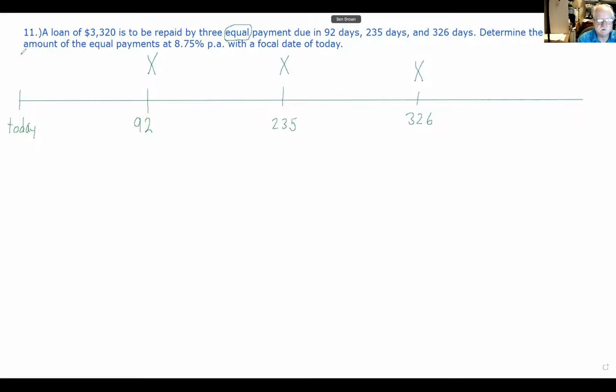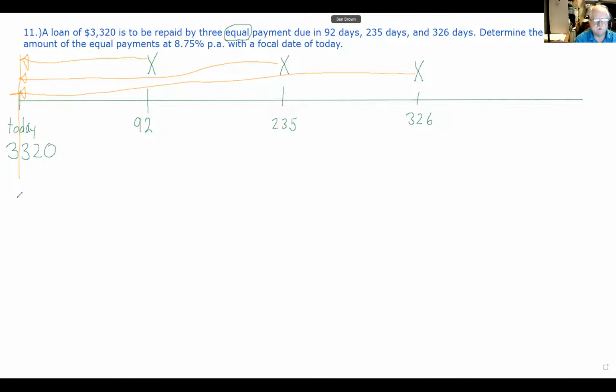And they've also told us that today is the focal date. And so what we know is that this amount has to move back. This amount has to move back. And this amount has to move back. And it's a bit weird, but although we don't know what these are equal to, we know the formula that we're going to use to move them back. So we owe this 3320 here, 3320.